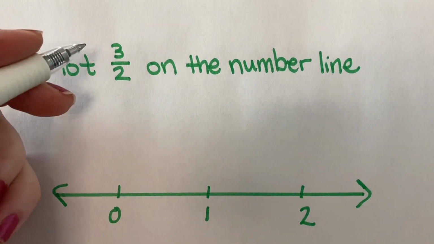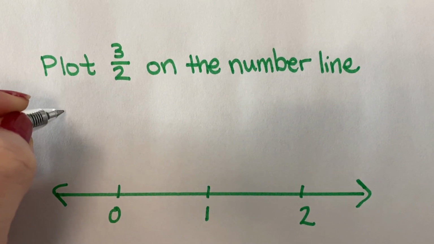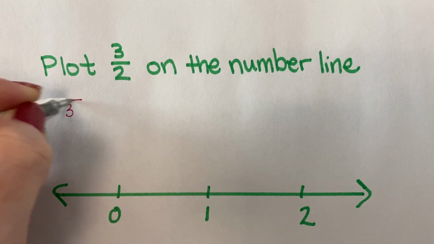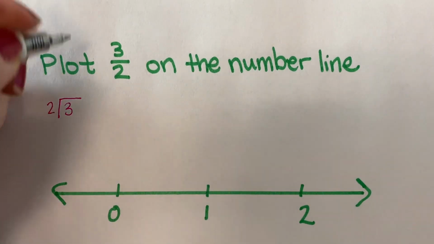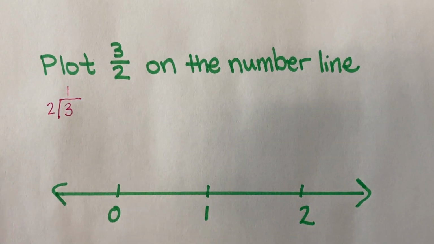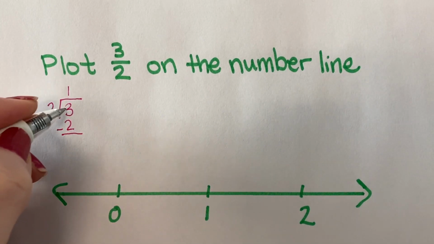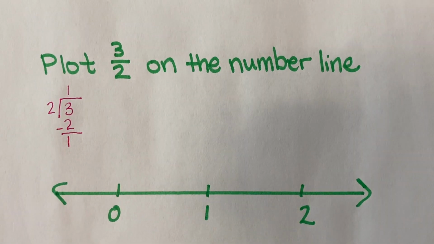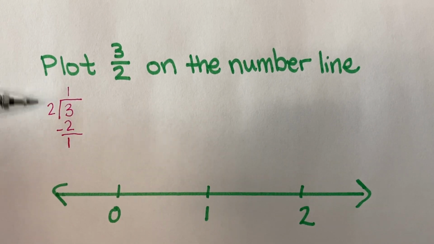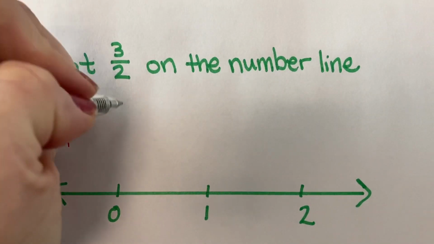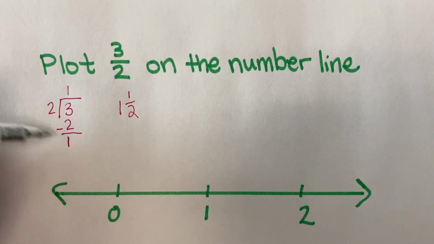Now remember when we first started the school year, we did this through long division. So 3 divided by 2, long division. How many 2's fit into 3? 1. 1 times 2 is 2. And we subtract, and 3 minus 2 is 1. So as a mixed number, remember top, bottom side, 3/2 is the same as 1 and 1/2.